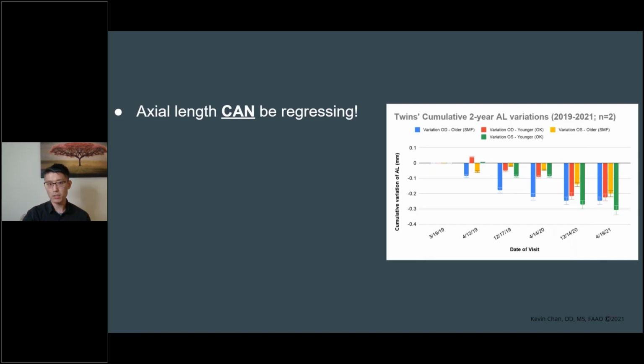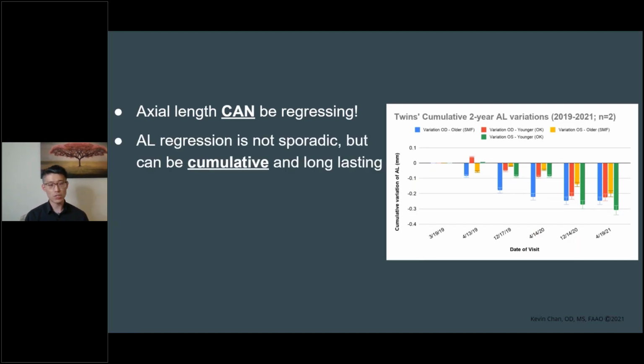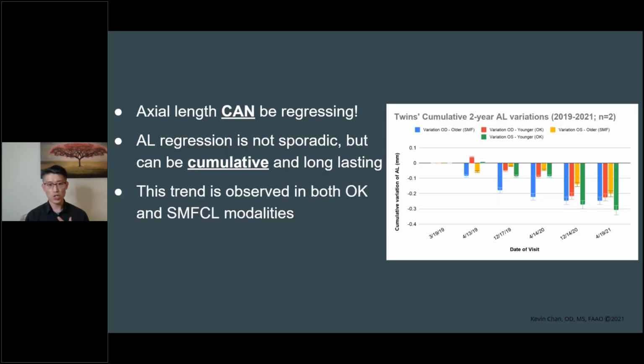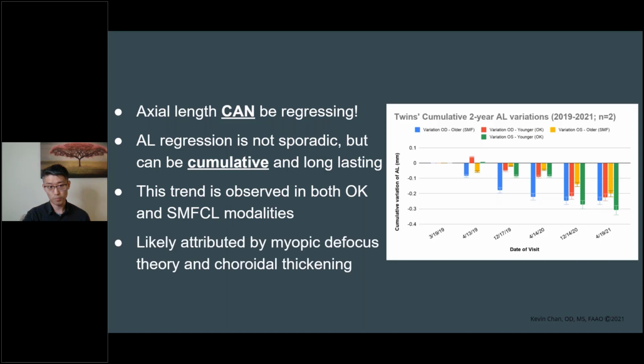So what did we learn from this case? Axial length can actually be regressing. And this regression is not just a sporadic event, but can also be cumulative and long-lasting. As you can see, it doesn't just happen for the first 6 months. It continuously happens in the first and second year as well. And this trend is not just about one specific treatment, but both orthokeratology lenses and soft multifocal lens modalities. A number of researchers found that this phenomenon can be attributed to some sort of myopic defocus theory in combination with choroidal thickening effect. We don't know which one comes first, the chicken and egg effect, but what we know is if you do it right, the equipment, technology and methodology that you're using can actually help slow down axial length dramatically.